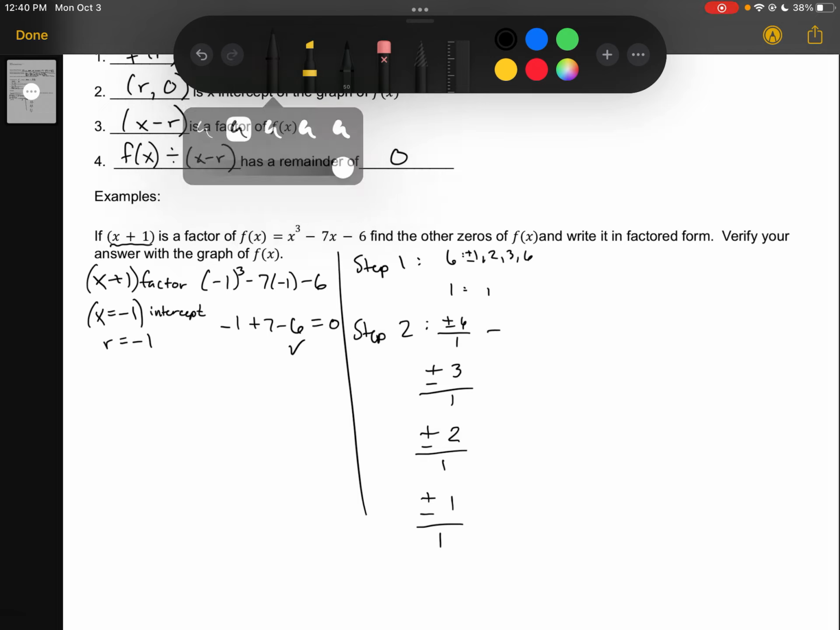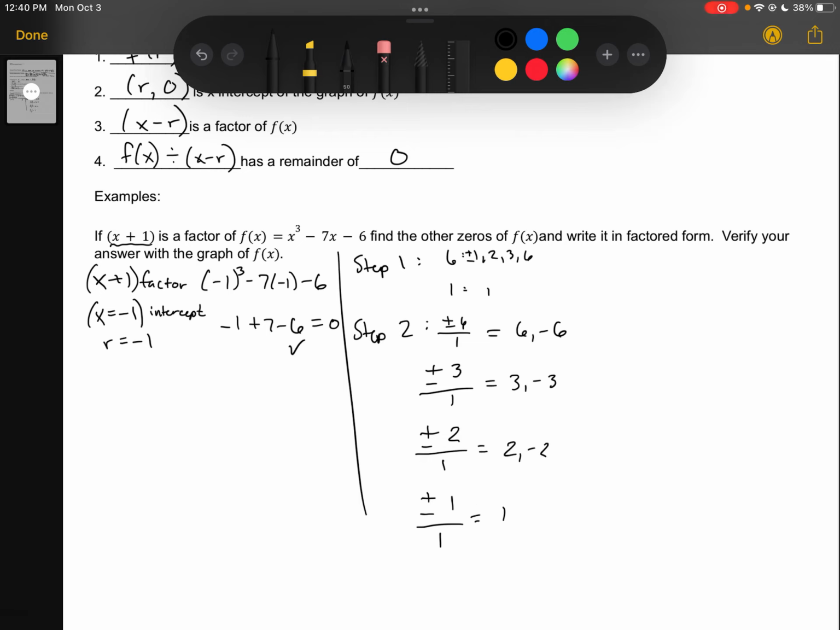So the possible answers that we get are 6 and -6, 3 and -3, 2 and -2, and 1 and -1. So what we're going to do here is look for all of our other possible factors by seeing where we have our remainder of 0. We'll start off by plugging in some numbers. They've already told us x plus 1 is a factor, so x being equal to -1 works for us here.